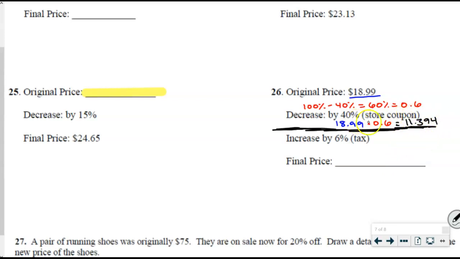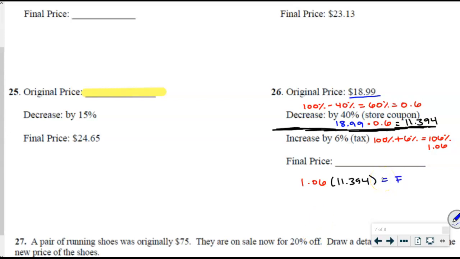Now I'm going to take that amount because that's how much I feel like I'm going to pay until I go up to the register and I'm like, oh yeah, taxes, right? And the taxes are going to increase the price by 6%. So that's going to be 100% plus 6% is equal to 106%, or calculatable, that's going to be 1.06. So I'm going to take that 1.06 and I'm going to multiply that by, I'm going to come down here because I'm a little bit out of space, I'm going to multiply that by this 11.394. And that is going to give me my new final price.